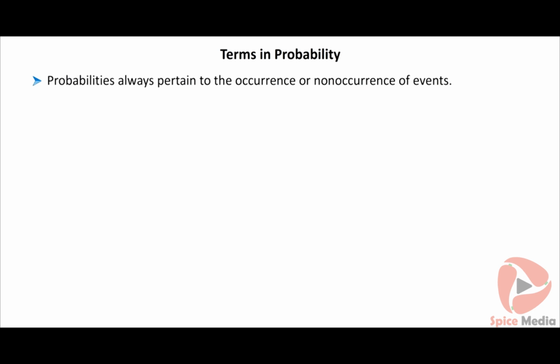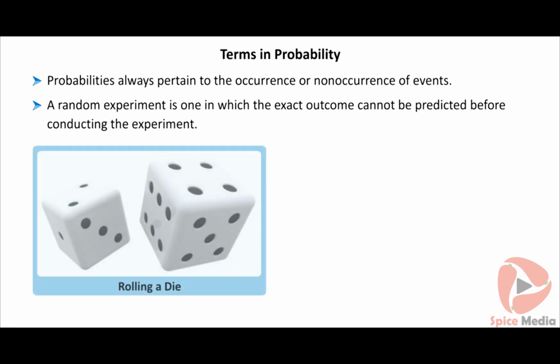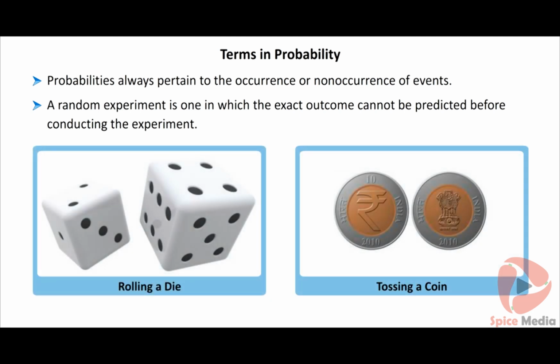Let us see about random experiment. Probabilities always pertain to the occurrence or non-occurrence of events. A random experiment is one in which the exact outcome cannot be predicted before conducting the experiment. Rolling a die and tossing a coin are some examples of random experiment.